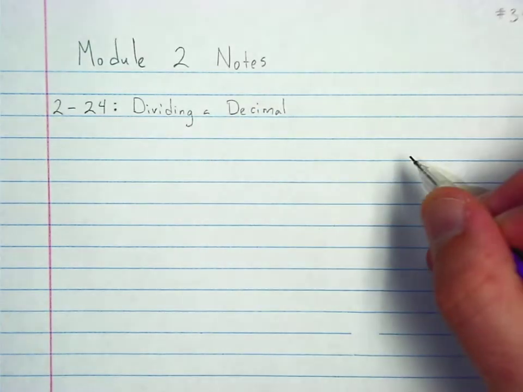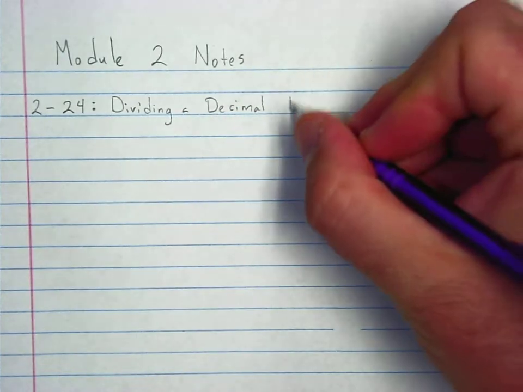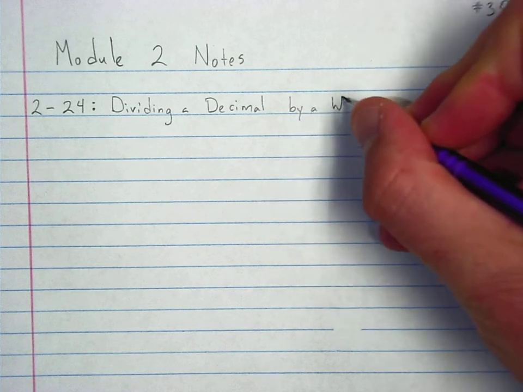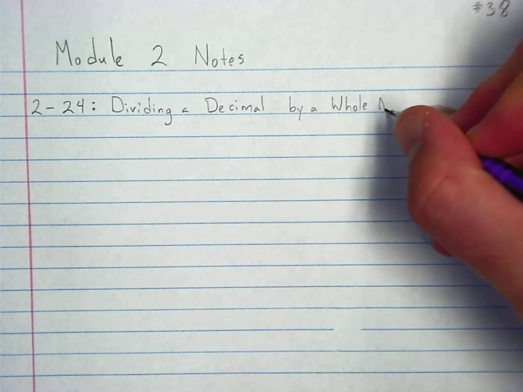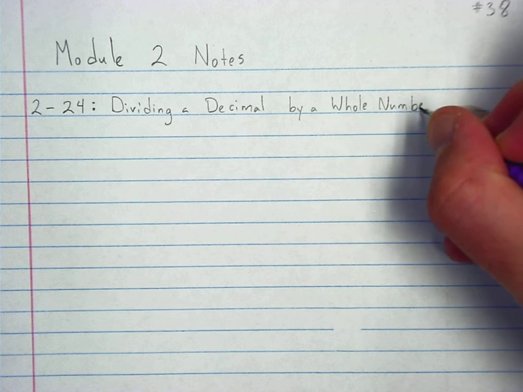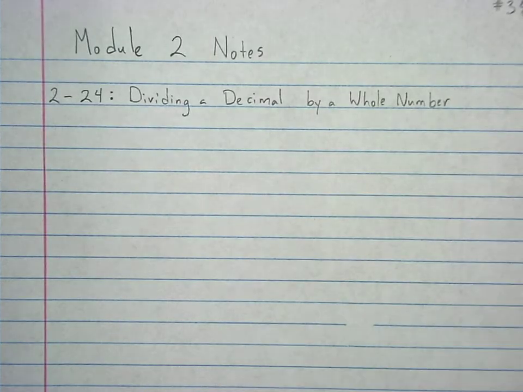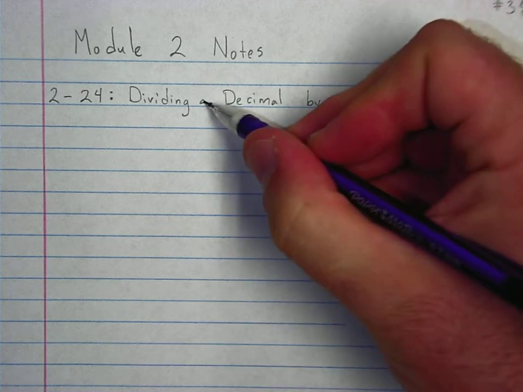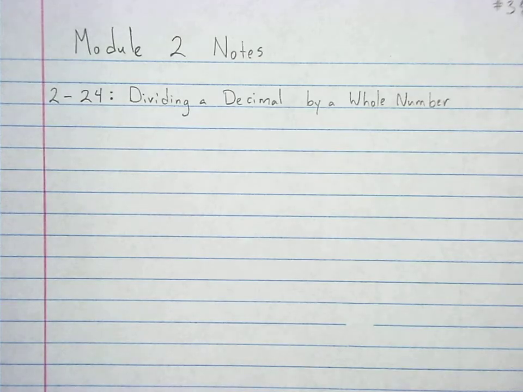Now specifically, we're going to be dividing a decimal by a whole number. What that means is your dividend will be a decimal, but your divisor, the number of groups you're breaking it into, will be a whole number. Once we change our divisor into a decimal, things will change a little bit, but for right now, we don't have to stress about that.